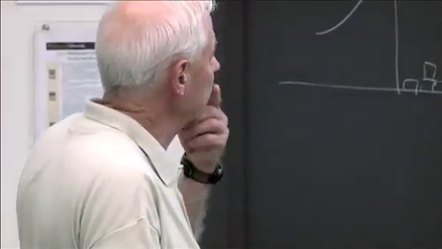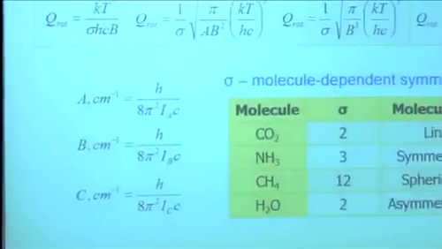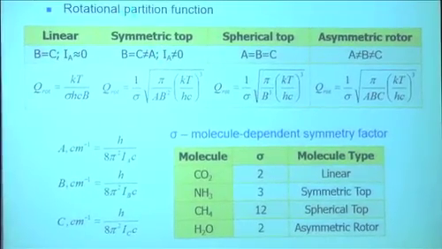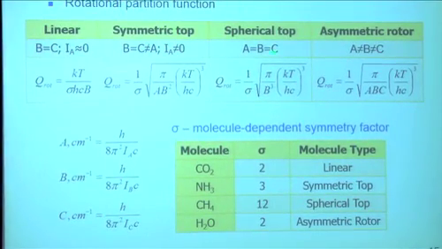So what did we do? We looked at the linear case, which is simple. We looked at the symmetric top case. It's a little more complicated. We looked at the spherical top case, but we said that there's no dipole moment, so we're not going to worry about that right now. We looked at the asymmetric rotor, and we said, let's leave it alone. It's too complicated for us right now.